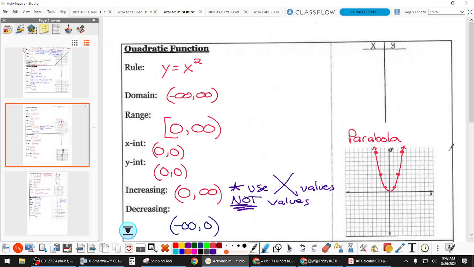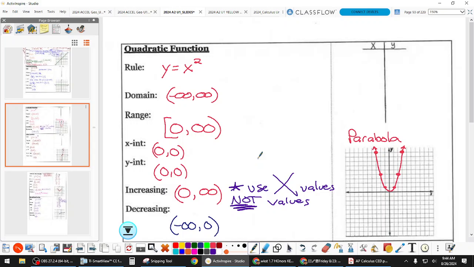Domain, left and right, read left to right. So that arrow kind of looks like it's going up and never will end up at negative infinity, but it does. Okay. Where does this graph start? In terms of x, where does it start? Negative. So it starts at negative infinity.